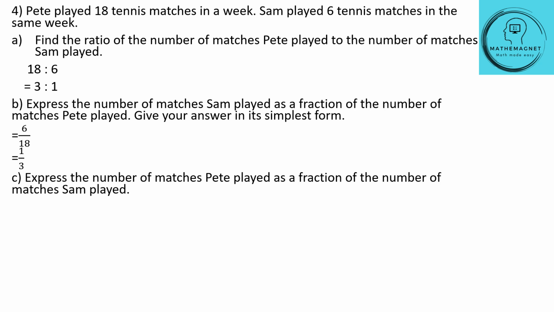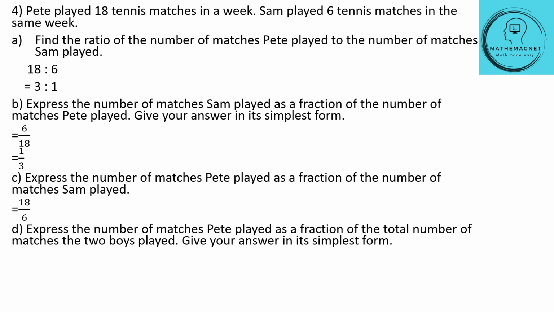C. Express the number of matches Pete played as a fraction of the number of matches Sam played. That will be 18/6. And D. Express the number of matches Pete played as a fraction of the total number of matches the two boys played. Give your answer in its simplest form. So the total number of matches the two boys played will be 18 plus 6, which is 24. So the fraction will be 18/24, which can be rewritten as 3/4.